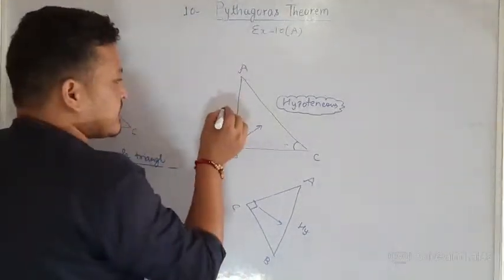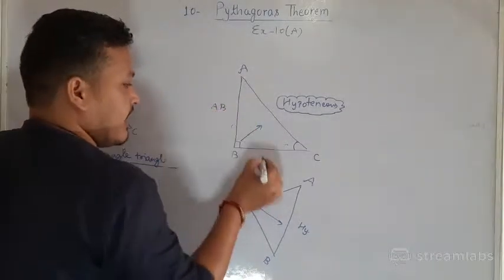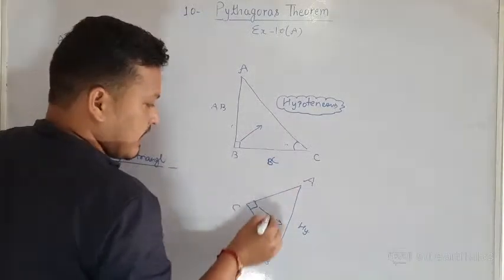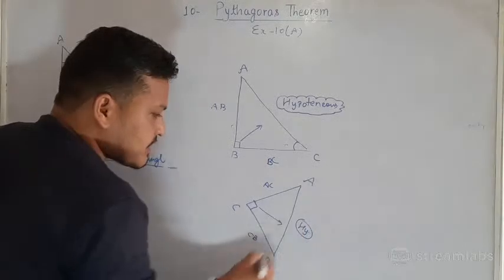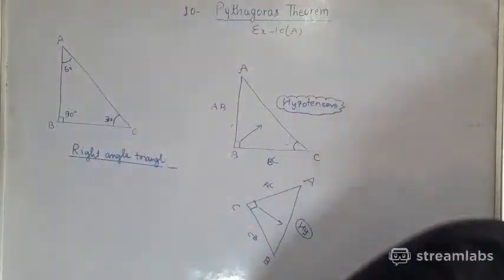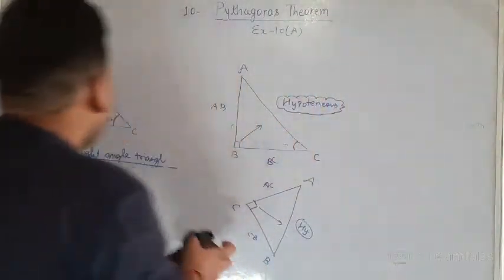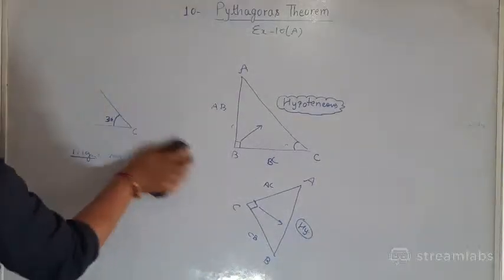Now the other two sides are remaining. One side is AB and the next side is BC. Similarly, AC is one side and CB is the other side, and this is your hypotenuse. So what is the use of the Pythagoras theorem, and what is the Pythagoras theorem mainly?